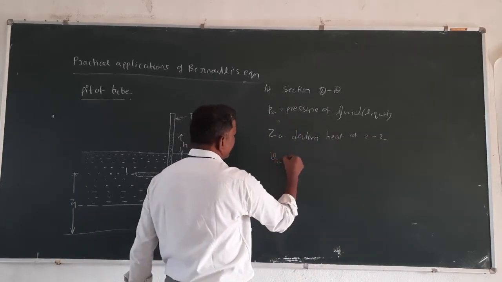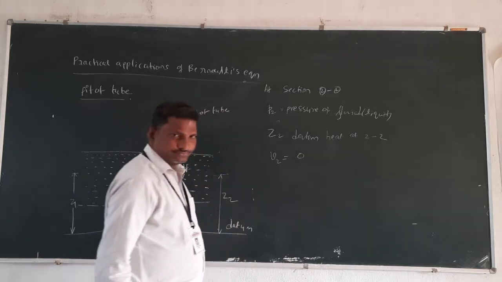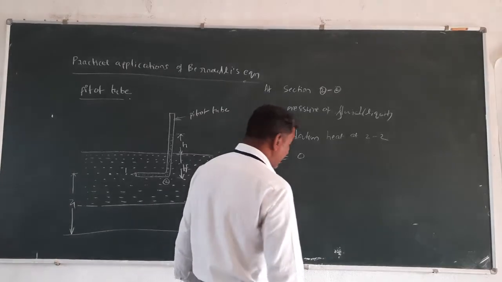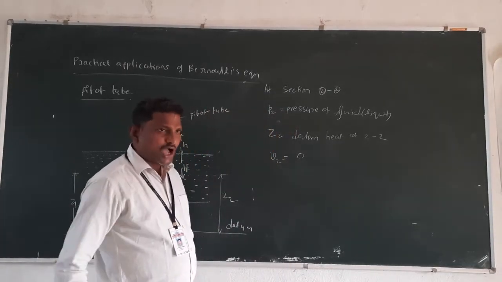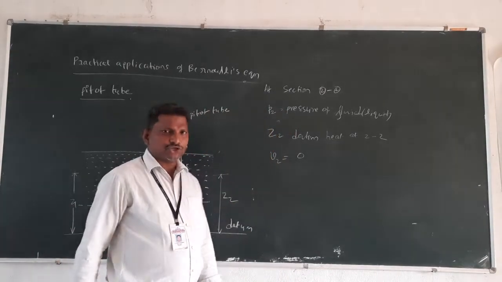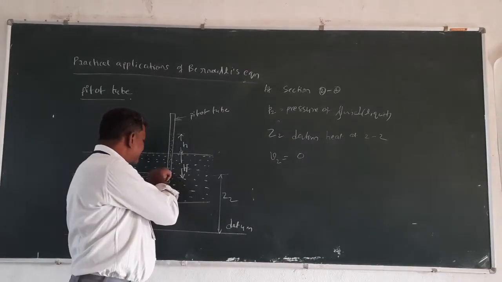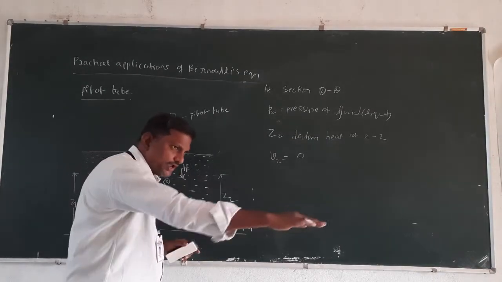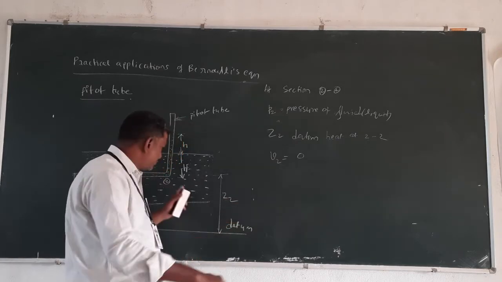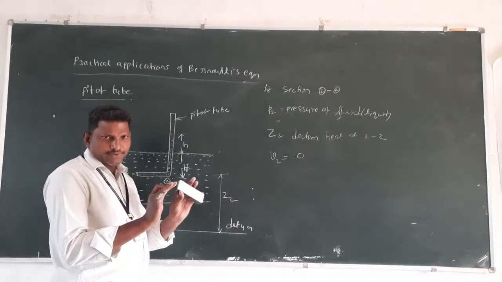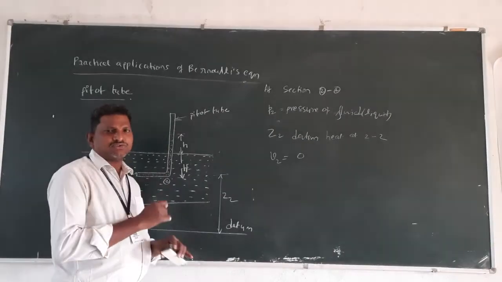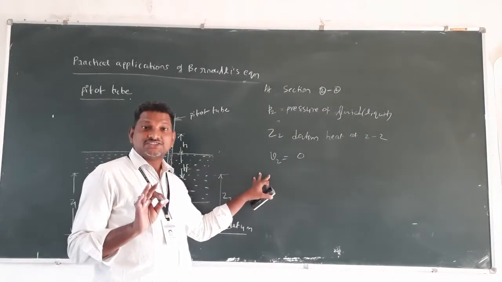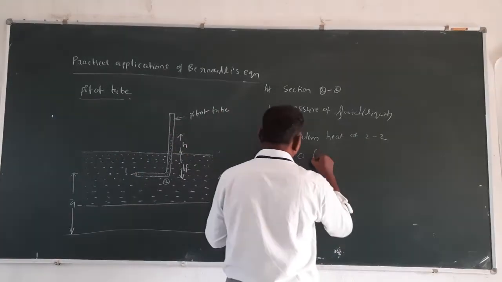Here, velocity is equal to 0. How is this velocity becoming 0? Because there is an obstruction. As the water is flowing to this tube, it will be stopped. Understand? So velocity will become 0. That point is called a stagnation point.